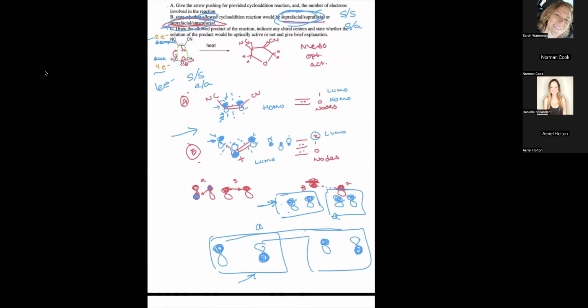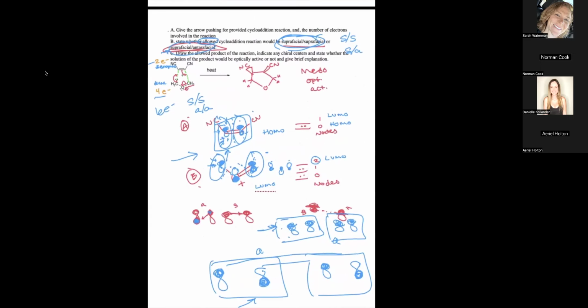But this, because we're using this as one system, and then we're using these as the other system that's coming in to make that connection, right? So they're both on the same side. If one was opposite and one was opposite, then yes, it would be antara-antara. Does that make sense? Yeah. Cool. Any questions so far?